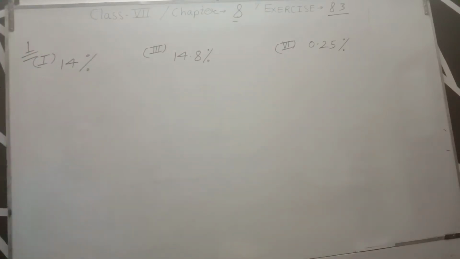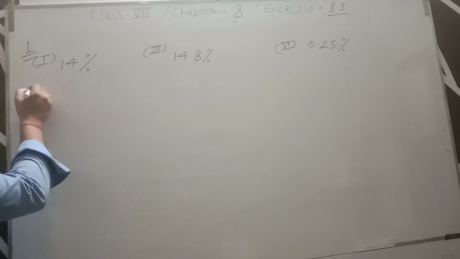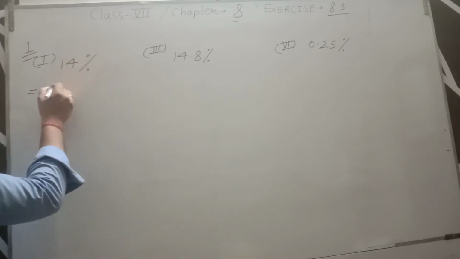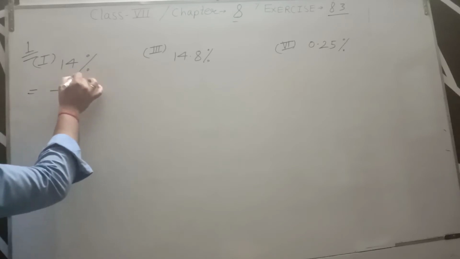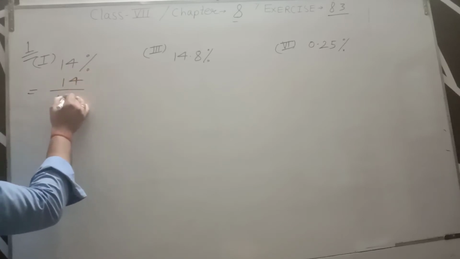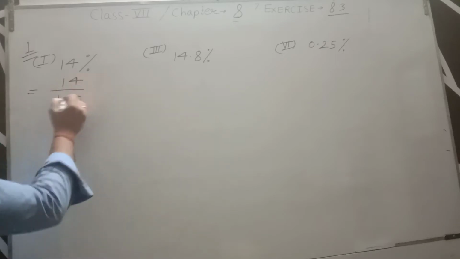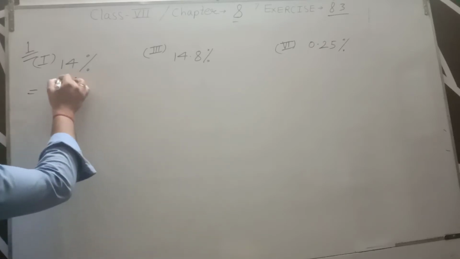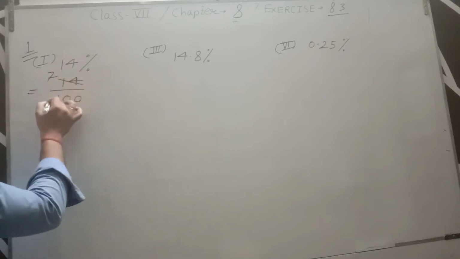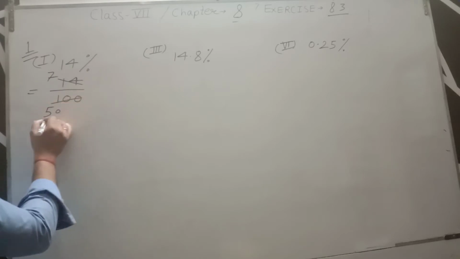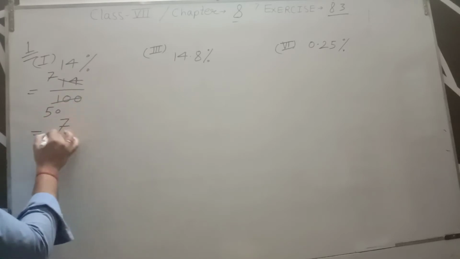Now the first part, we have to convert 14% into a fraction. Firstly we remove the sign of percentage, and in place of it we note down 100 in the denominator. So it is 14 upon 100. Now convert into the simplest form. Both are divisible by 2. 2 sevens are 14 and 2 fifties are 100. So 7 upon 50.